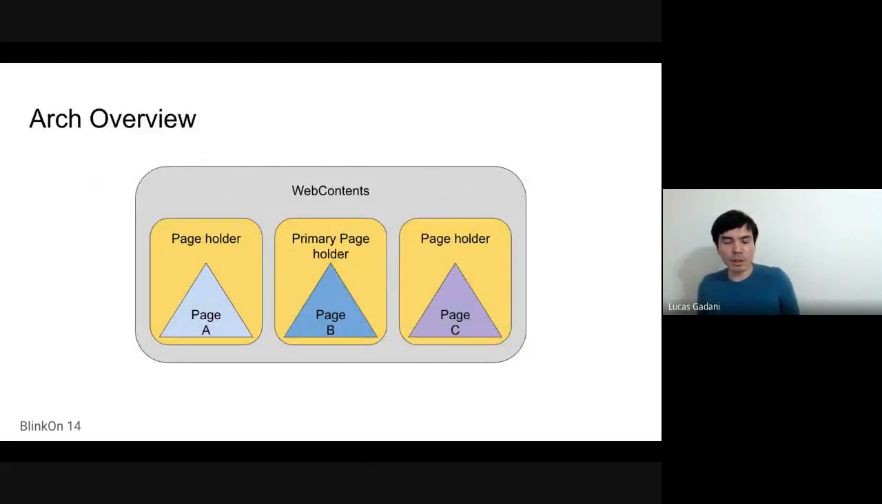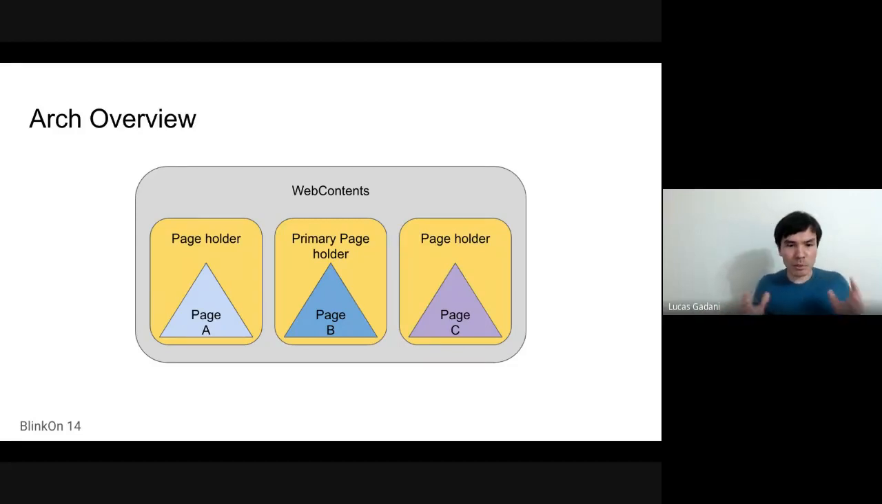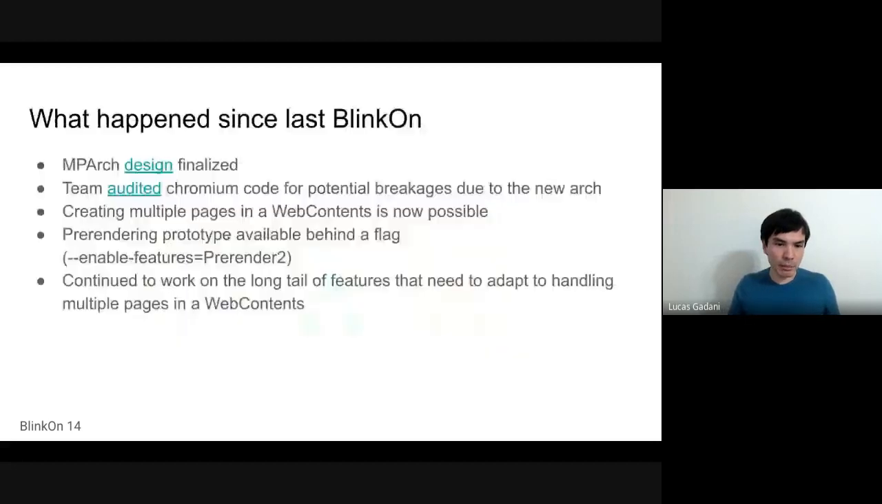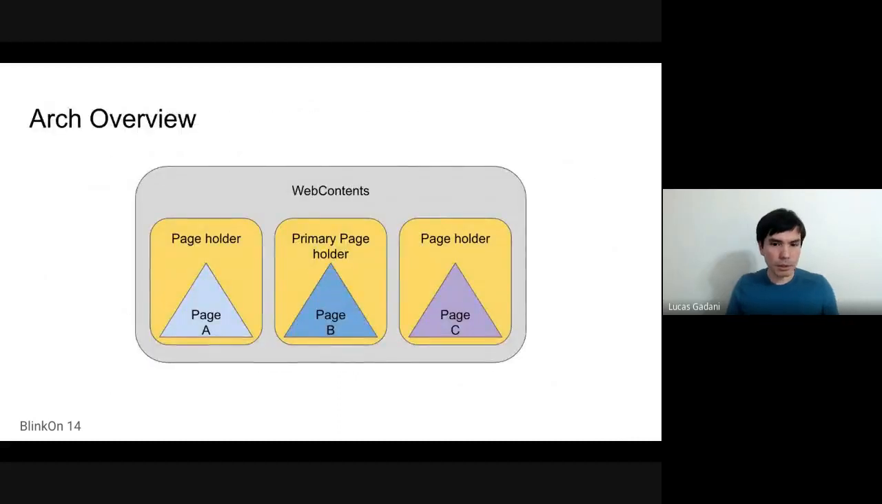So an overview of the architecture that we're using. We have a WebContents, and prior to MPArch, WebContents was able to hold only a single page. So now we allow the creation of page holders. In each page holder, we own a frame tree. And we have this concept of a primary page. The primary page is the page that's being displayed to the user. A second page holder could be either a BF Cache page, or it could be a pre-rendered page. And we have ways to switch between them. So that's a very broad overview.